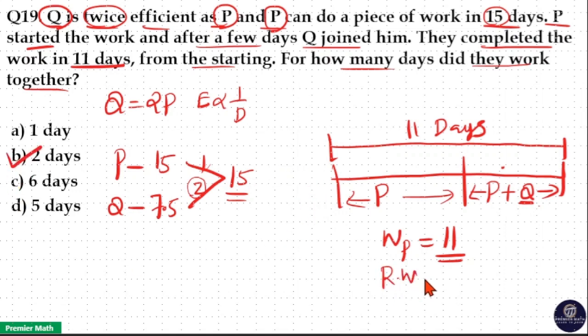Here remaining work is equal to total work, 15 unit, minus 11, which is 4 unit. This 4 unit is completed by this Q. Q's efficiency is 2 unit. That is, in 1 day, Q can complete 2 unit of work. So 4 unit of work is completed in 2 days. So number of days taken by Q is equal to remaining work 4 divided by efficiency of Q, which is 2, that is 2 days.